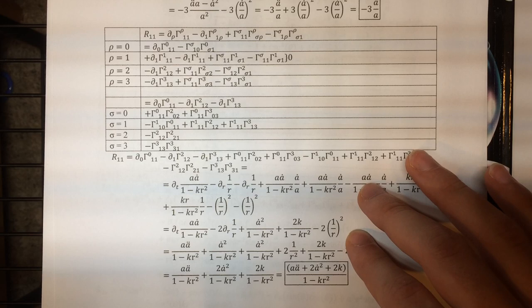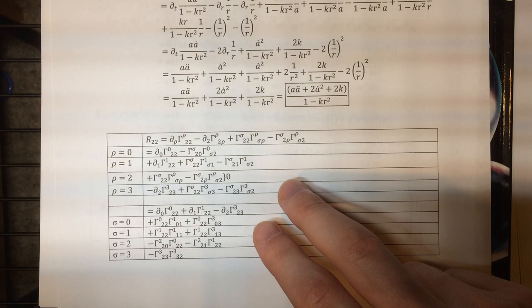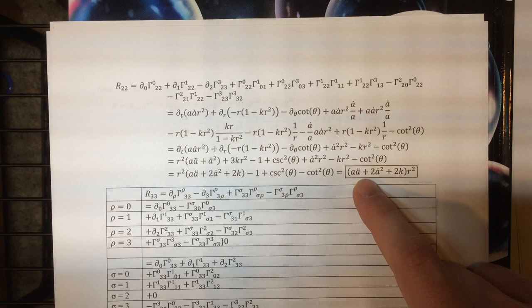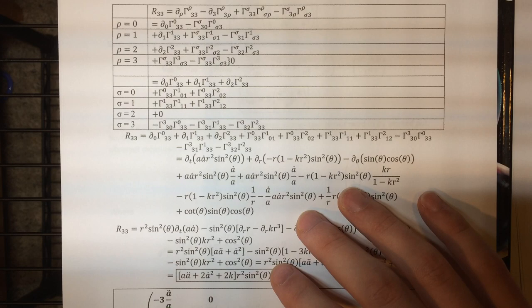So then the table for expanding the dummy index sums is here for R22, the third non-zero component. Then inserting the values for the non-zero Christoffel symbols and simplifying is done here. You can pause it if you want to look at it. That's the answer. So then for the final non-zero one, we have this.